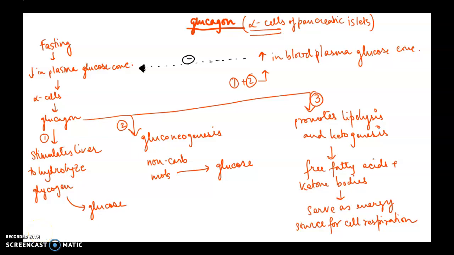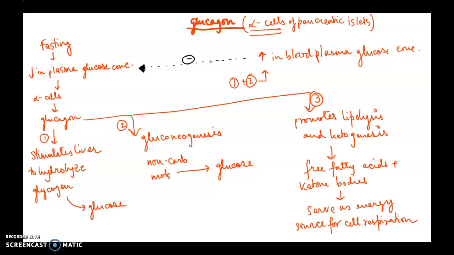Okay, so continuing our lecture on glucagon. Know that glucagon is released from the alpha cells of pancreatic islets. And I also mentioned that glucagon and insulin are antagonists to each other. So insulin helps to decrease blood glucose level and glucagon helps to increase blood glucose level.